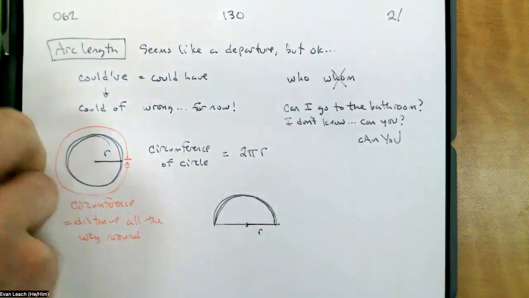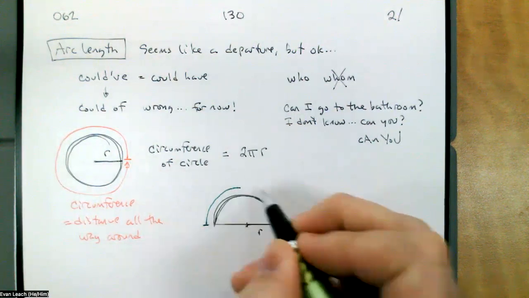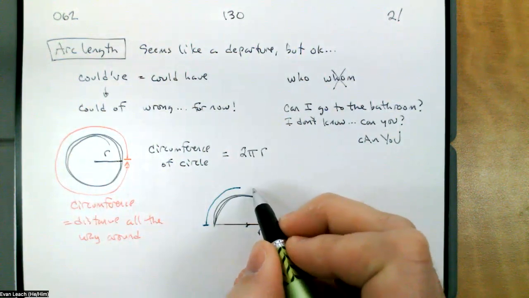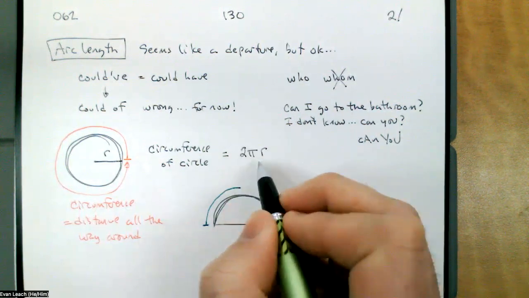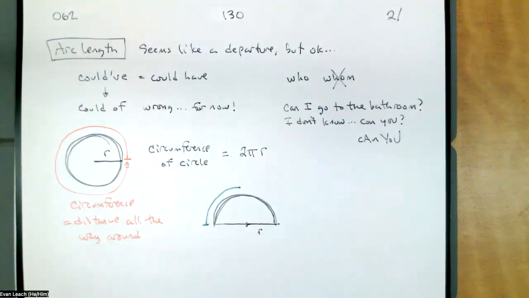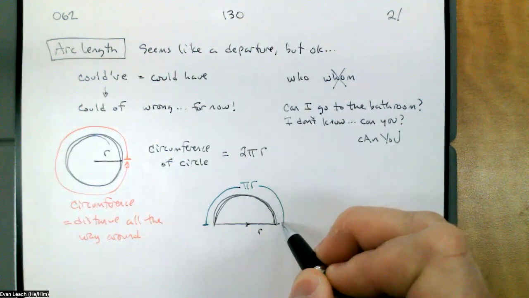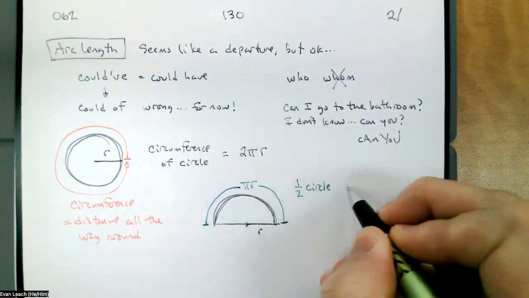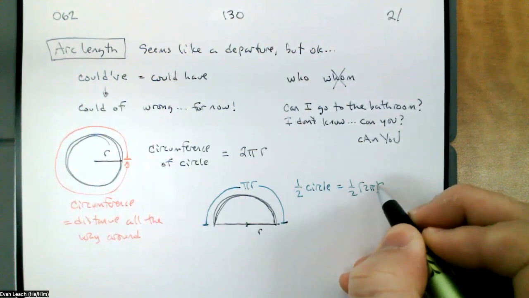This is still r. How far is this? What's this length? If it's half of a circle, instead of 2 pi r, it would be half of 2 pi r. What's half of 2 pi r? Pi r.